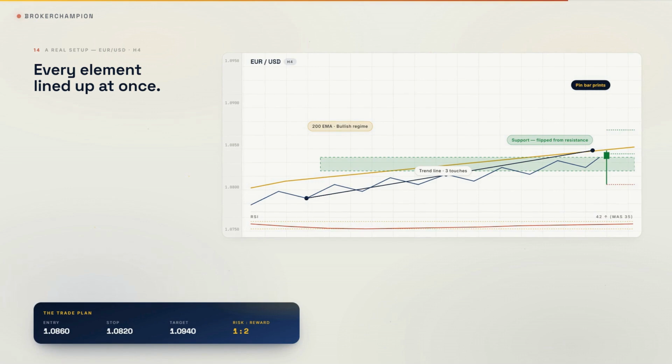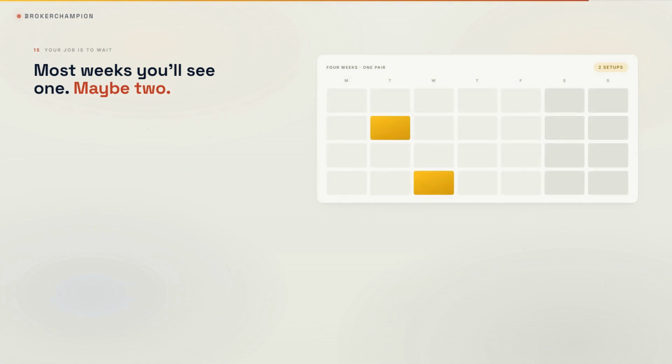Long wick down, small body, close near the high. Entry at the candle close, stop below the wick. Target the prior swing high. Risk reward 1 to 2, or you pass on it. Most setups don't look like that. Most weeks you'll see 1, maybe 2 that do. Your job is to wait for them and ignore everything else.